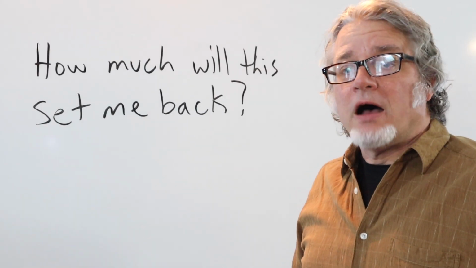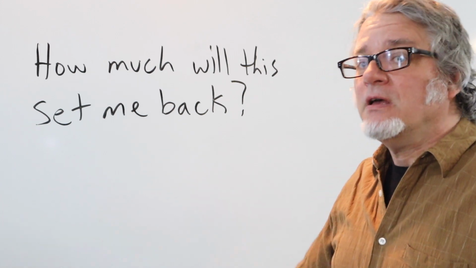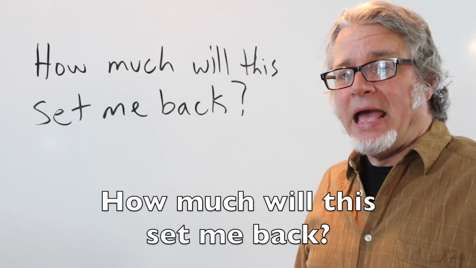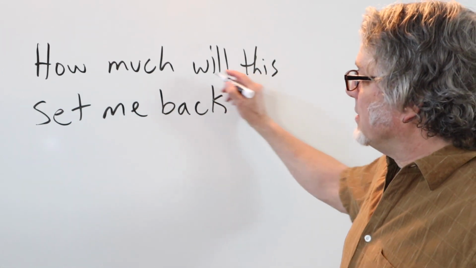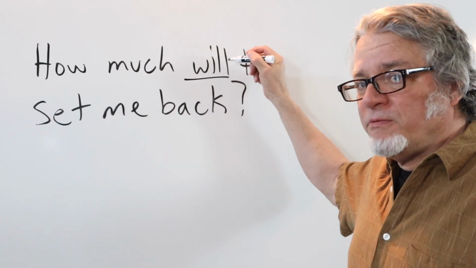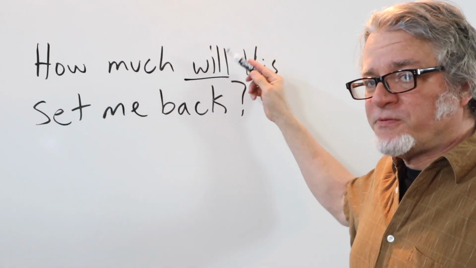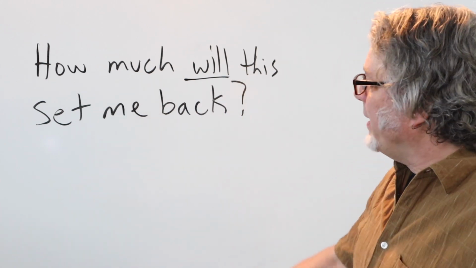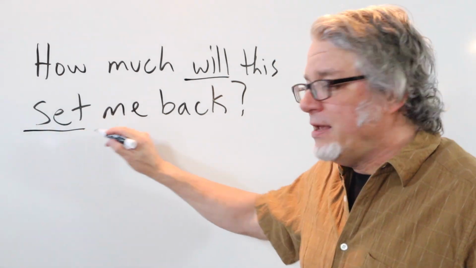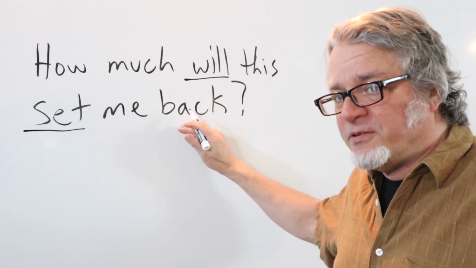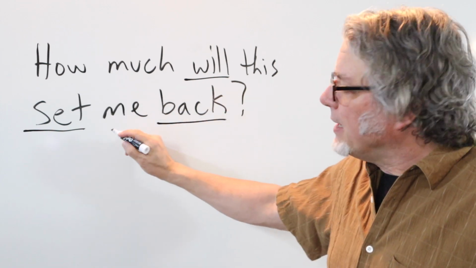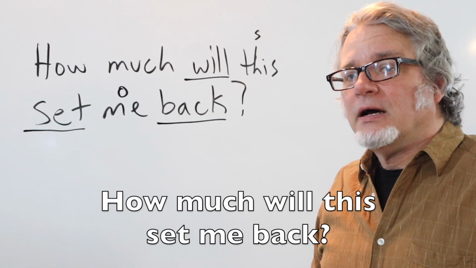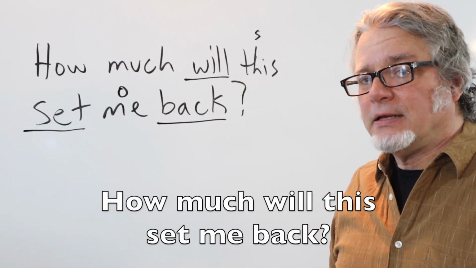To ask about the cost of something that's very expensive, you might hear this question: how much will this set me back? So this is the modal verb will, usually used for the future, but you can use it for a present situation. And here is the main verb. It's actually a verb phrase, set back. And this is the object, this is the subject. How much will this set me back?